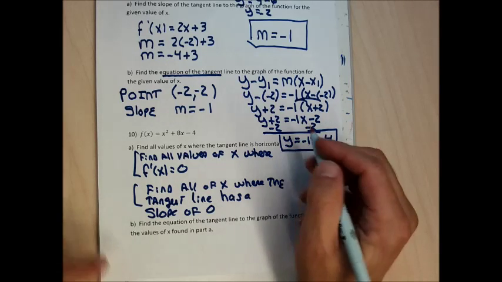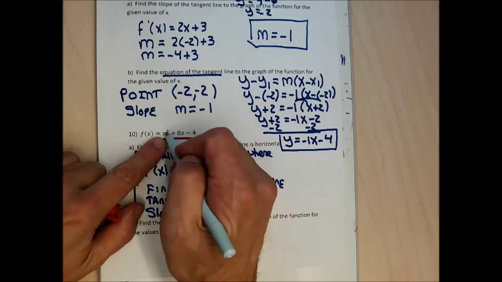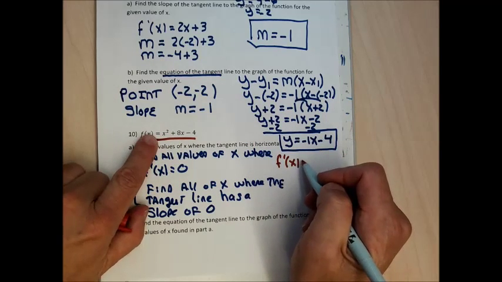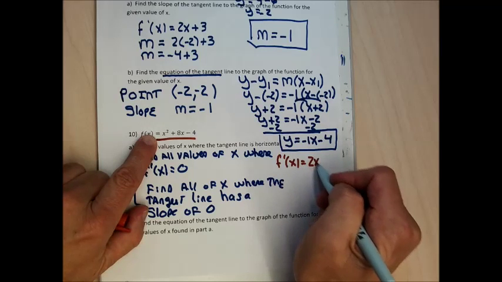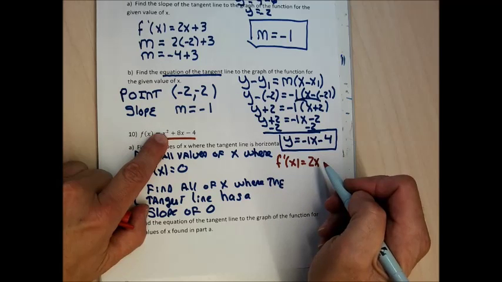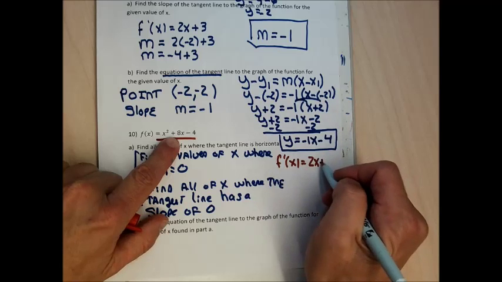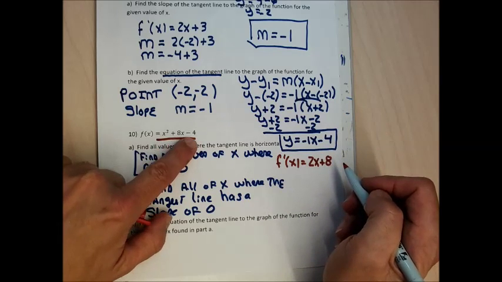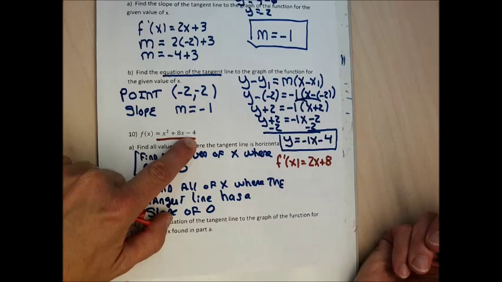So to do part A, I'm starting to get messy here. Let me pull in another color. I'm going to find the derivative of this. The derivative of x squared, I bring the 2 out in front and get a 2, lower the exponent by 1 and get a 2x to the first. The derivative of 8x is just 8 because the derivative of any first power term is its coefficient. The derivative of minus 4 is 0 because it doesn't have an x.